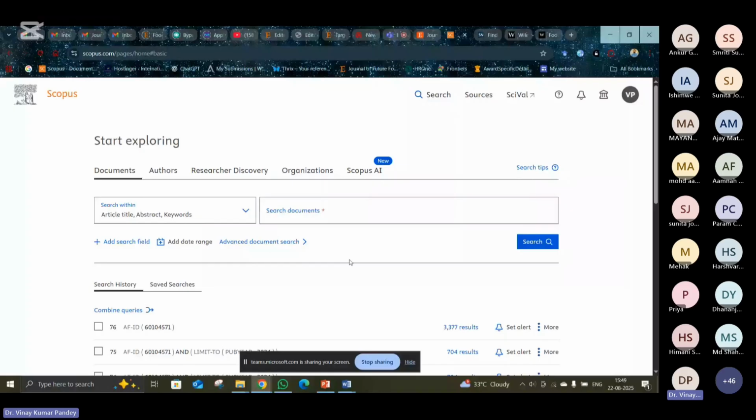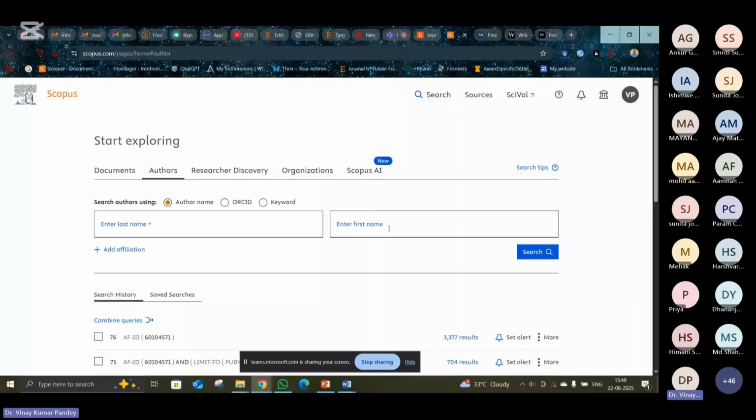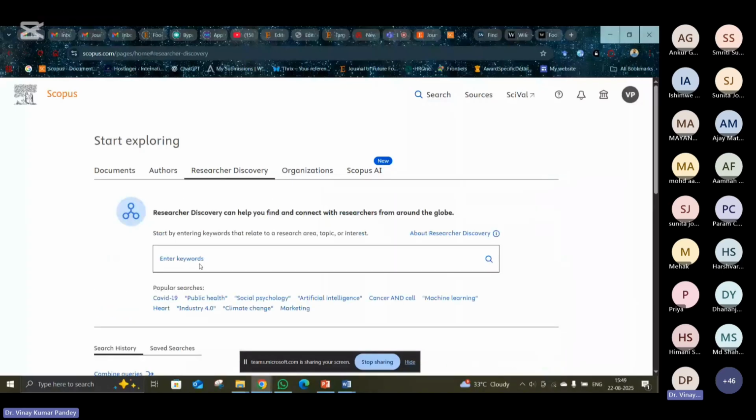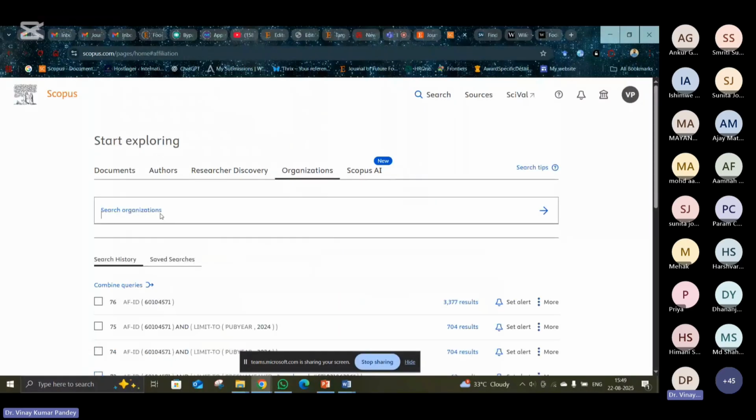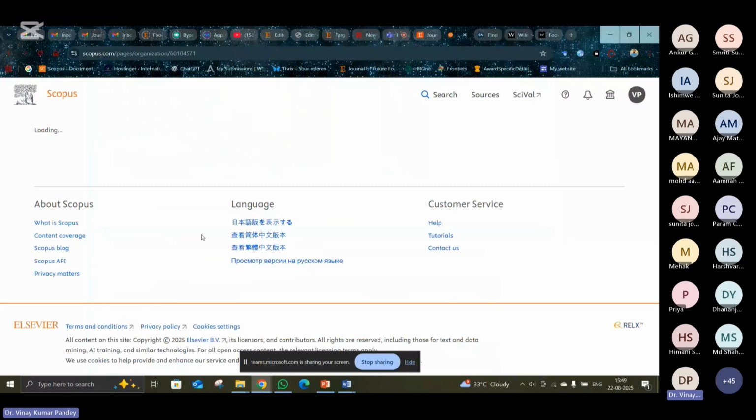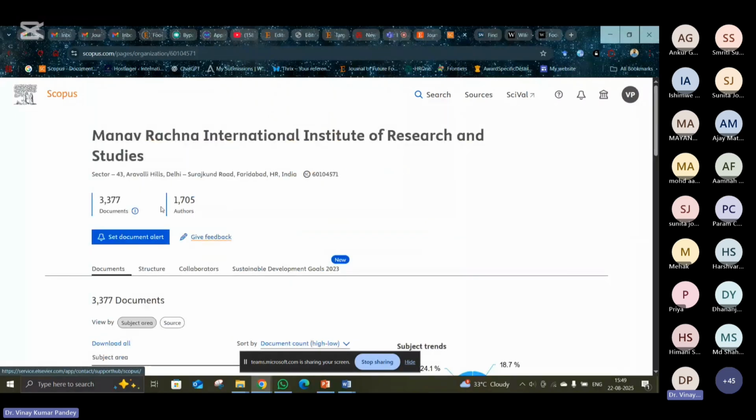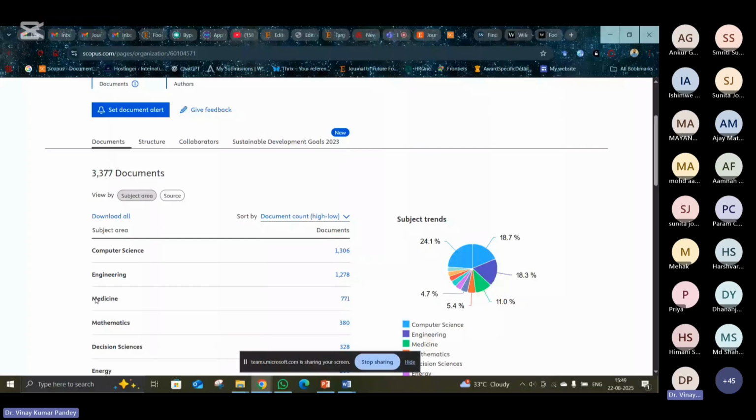If you want to find a particular paper, you can type over here. If you have to find a particular author, you can find out over here. Research discoveries: just type some keyword there, and it will give you the research discoveries. Organizations: suppose here I have to search Manav Rachna. So this is our university's standing right now. We have published 3,077 documents with 1,700 authors. These are the areas where we have been publishing at Manav Rachna.